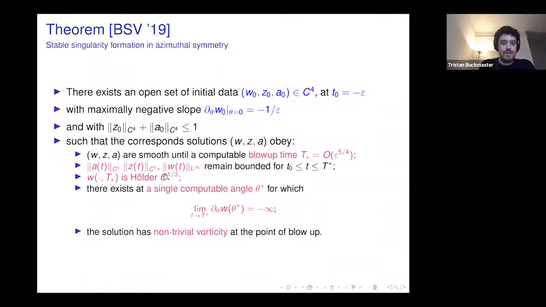So this is what we show: there's an open set of initial data in C4 which leads to a stable shock formation. Given that you start epsilon time before the shock, with a slope of 1 over epsilon, then the shock occurs basically at t equals 0, modulo a lower order error, and the solution is C^(1/3). You can compute the angle, and you can also show that you have non-trivial vorticity at blow up.